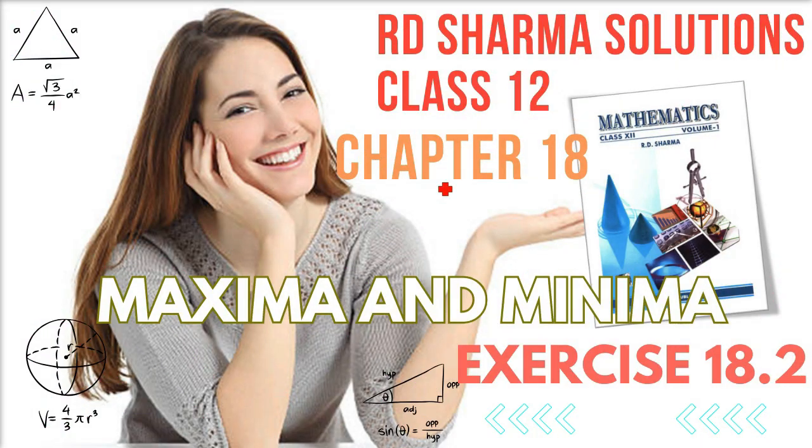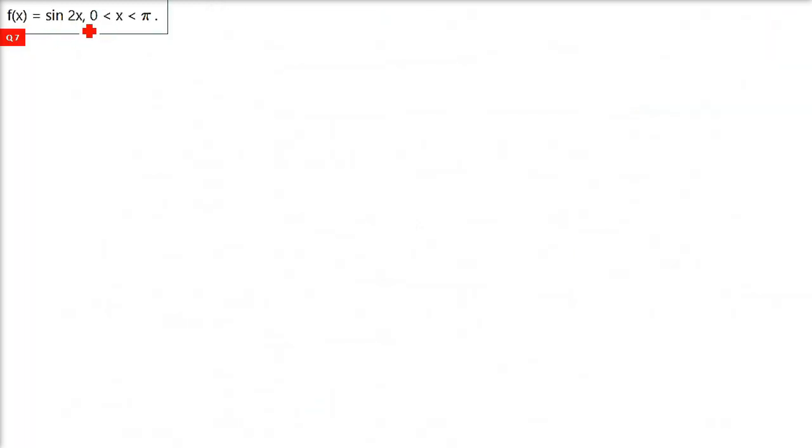This is R.D. Sharma Solution Class 12 Chapter 18. We are taking Maxima and Minima exercises 18.2. f(x) is equal to sine 2x. We are talking about the interval 0 and pi. Pi is 180 degrees, so the interval is given like this. Now this is very important, you will know just now.